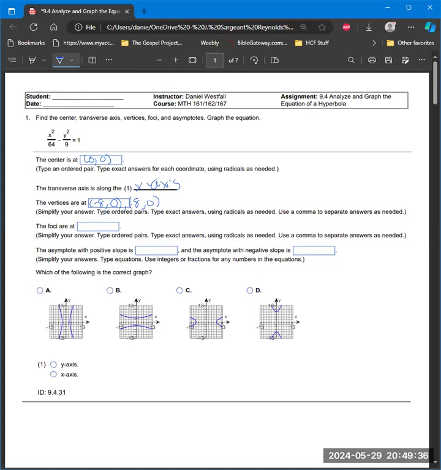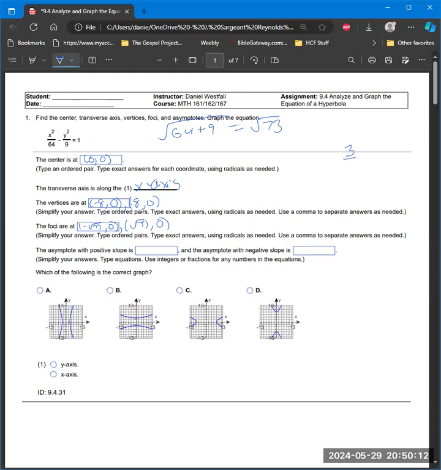The foci: we're going to take the 64 plus the 9, put it under the square root sign, and we get the square root of 73. That can't be simplified anymore. That's the distance that we're going to move in the x direction, since the bigger number is under x. So this will be (-√73, 0). Keep the y value the same because we're not changing that from the center. And (√73, 0).